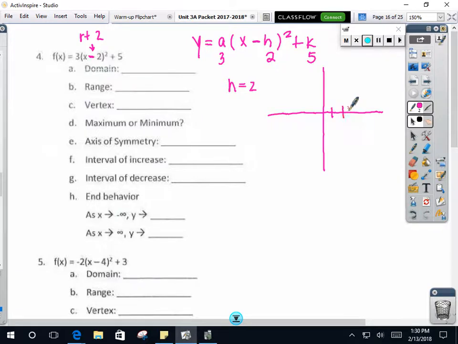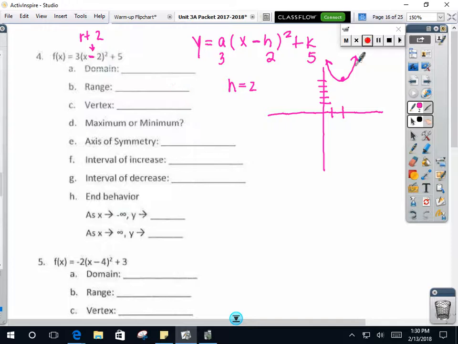Plus, remember back when I taught this, I told you, the horizontal shift will go against your common sense. Minus 2 will shift it right 2, plus 2 will shift it left 2. And then plus 5 means up 5. So if you go right 2 and up 5 and plot your vertex, now which way will the parabola open, up or down? Up, because your a value is a positive number. If your a value is positive, it will open up. Now, the 3 will cause a vertical stretch, but that will not affect any of these answers.